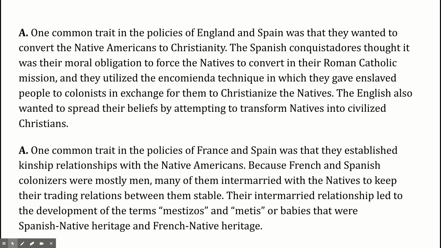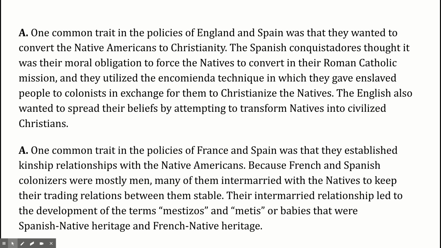Roman Catholic for Spanish, that may seem self-evident. Missions out here, it feels really obvious to us about Spanish missions out here in San Diego. And then, of course, encomienda. Now, this one is borderline, but I think it would work because all it says for English is they also wanted to spread their beliefs. So really, to be rock solid, this one should also give examples of how the English, something about Puritan interaction with Native Americans and how they wanted to spread their ideas.